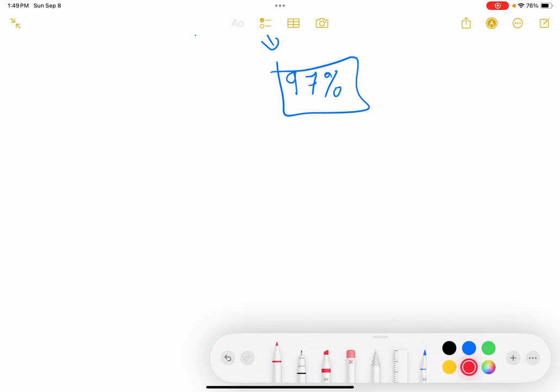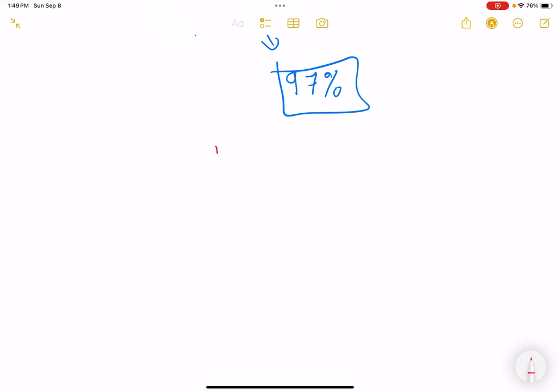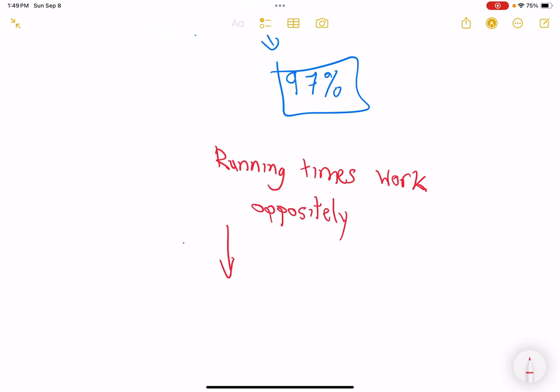A side note, we went over this when we were talking in one of the homeworks, but remember that running times, and really it is, there are a couple other instances, but running times are the biggest one. Running times work in reverse. I'll say work oppositely. Right, so as values go down, they're harder. And as they go up, they're easier. Which is to say, as the values go down, you are faster. As they go up, they are slower.